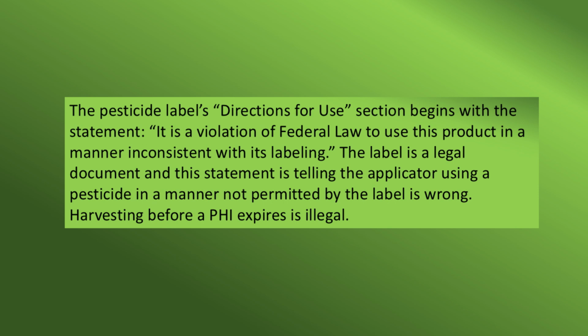The pesticide label's directions for use section begins with the statement, "It is a violation of federal law to use this product in a manner inconsistent with its labeling." The label is a legal document, and this statement is telling the applicator that using a pesticide in a manner not permitted by the label is wrong. Harvesting before a PHI expires is illegal.